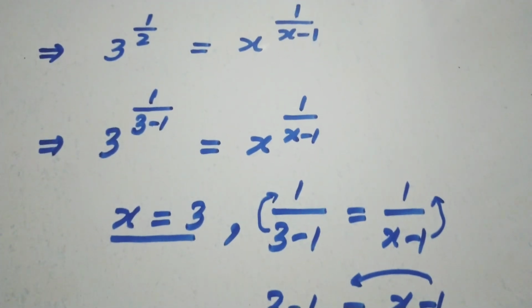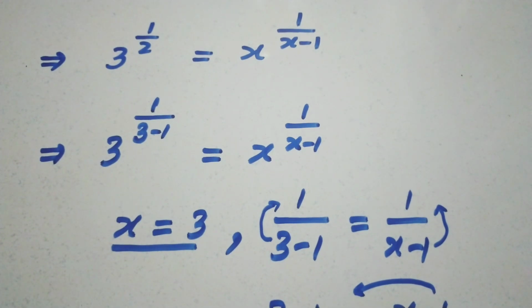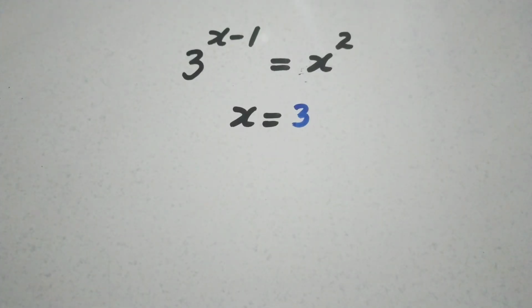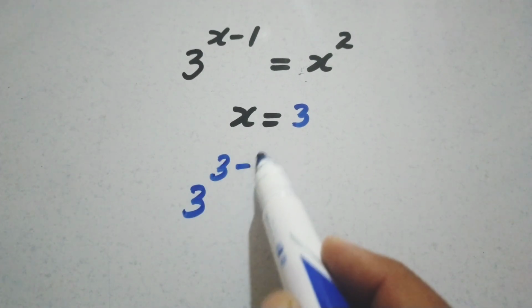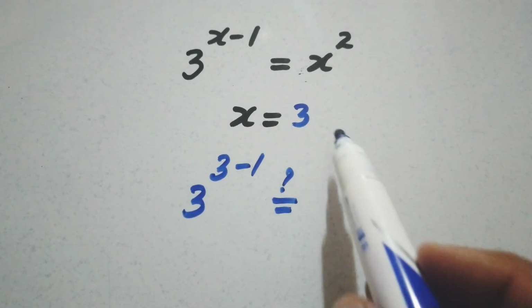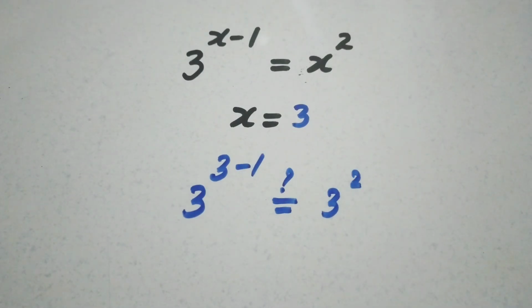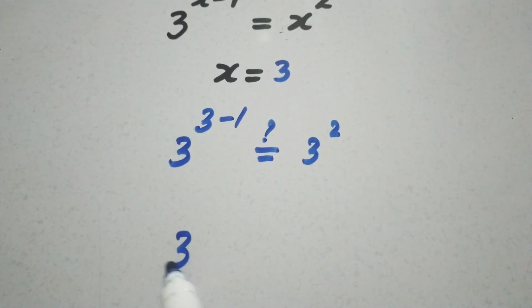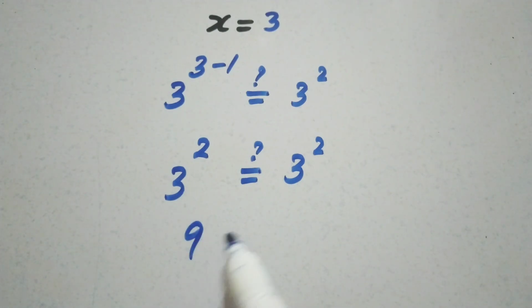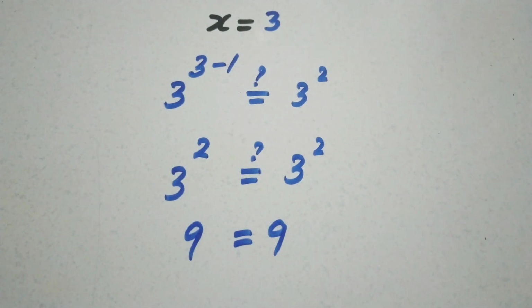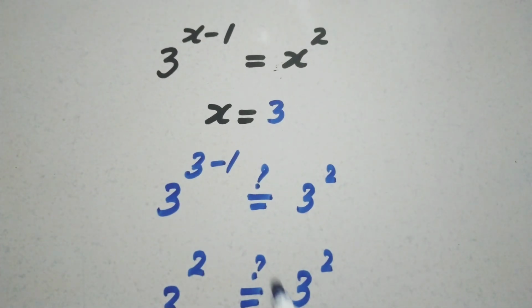Now let's verify whether this value of x, which is 3, is valid or invalid. By putting the value of x, which is 3, in the given equation, this will become 3 power 3 minus 1, whether it is equal or not equal to x squared. This means 3 squared. Now 3 power 3 minus 1, which is 2, whether it is equal or not equal to 3 squared. This is obviously equal, 9 is equal to 9. So left hand side is equal to right hand side. This means that the value of x, which is 3, is valid for the given equation.